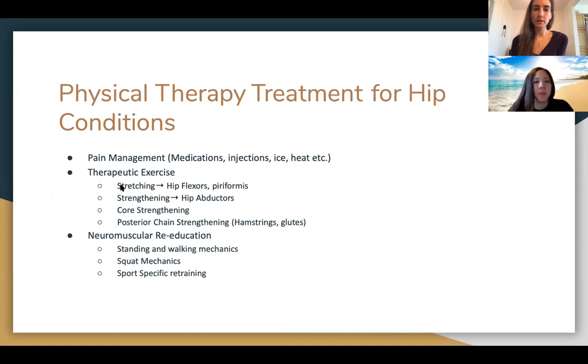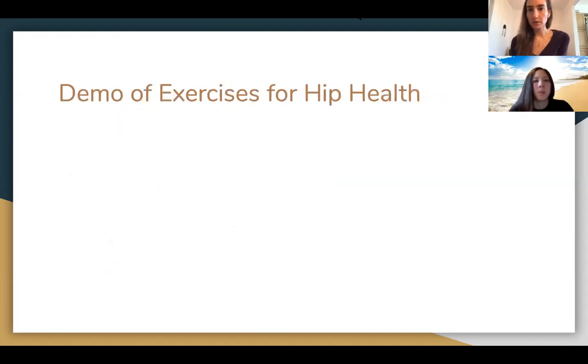Therapeutic exercise-wise, we need to stretch, which we're going to get into today. Strengthen, which we did last time. Core strengthening, we've done lectures before. We spoke about that. Posterior chain strengthening, we've also done that. And then neuromuscular education. So learning how to properly stand, walk, squat, and then sport-specific retraining is important when you're treating the hip. So I'm gonna stop my screen share and we're gonna get into some hip flexor stretches.